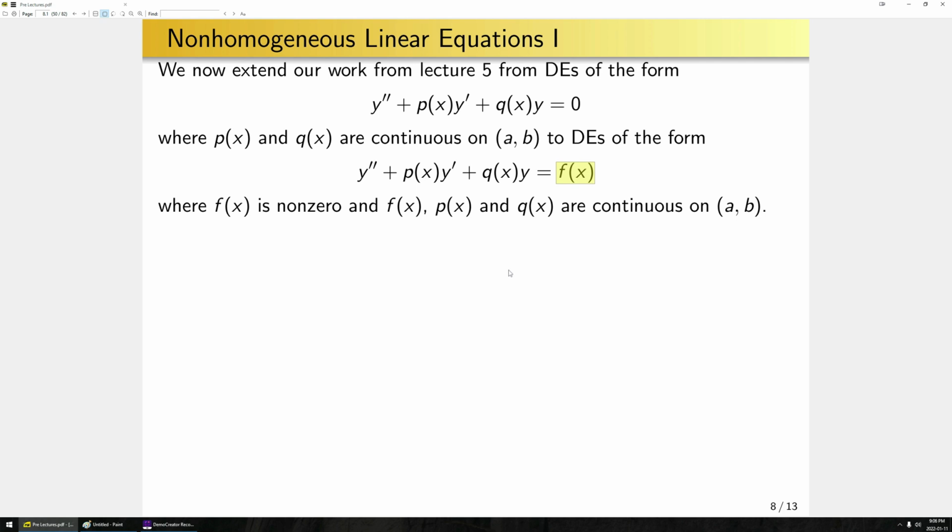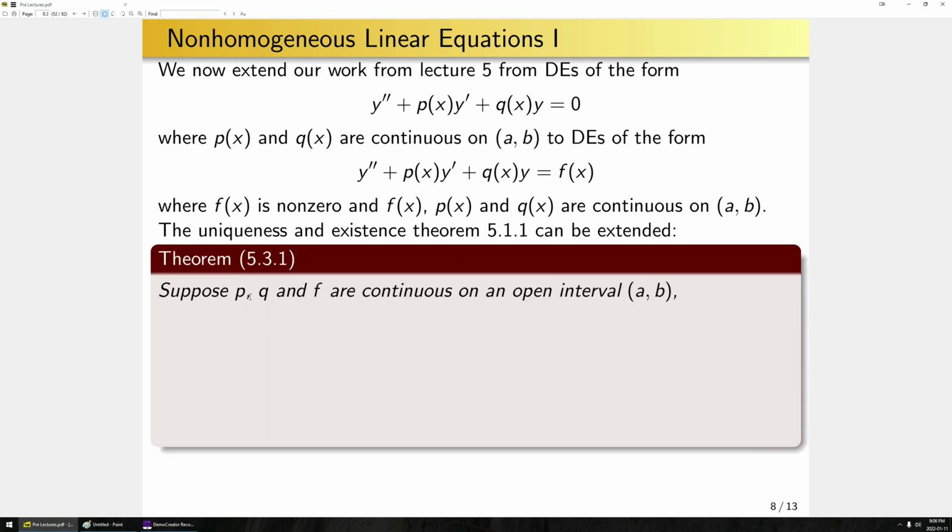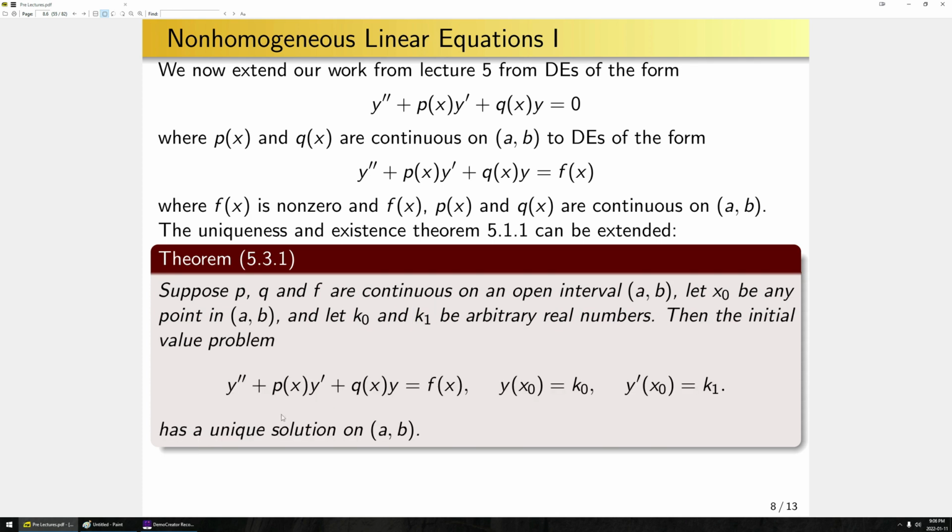Okay, so the first kind of low-hanging fruit, we started lecture 5 by talking about theorem 5.1.1 for the existence of a solution to the initial value problem. So we have an analog theorem here. So existence and uniqueness can be extended. Explicitly, if P, Q, and F are now continuous on this open interval here, and x naught is any point in this open interval, and I pick these two arbitrary real numbers k0 and k1, then this initial value problem has a unique solution on AB.